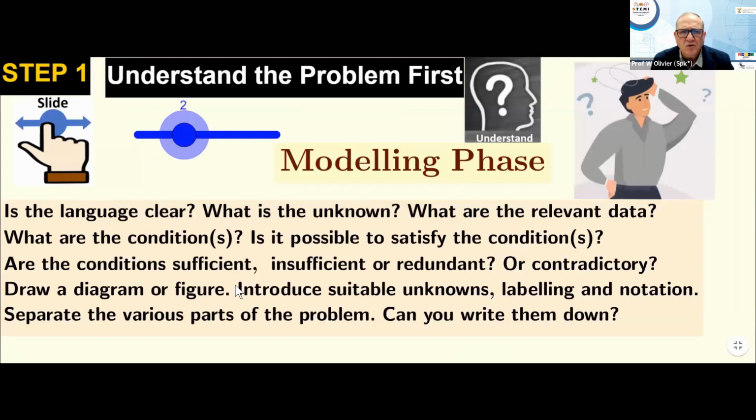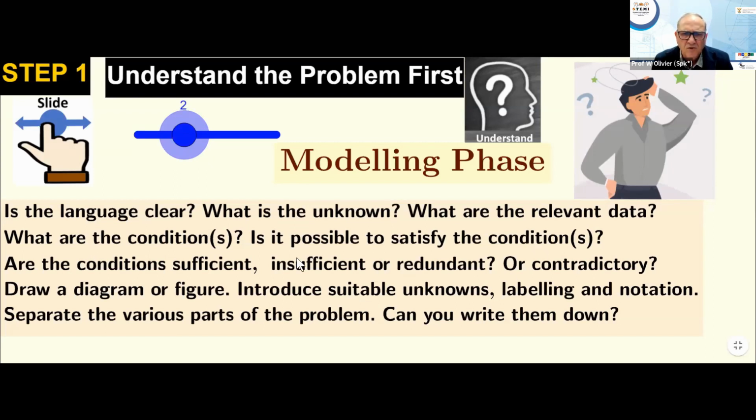And if you can go with me, first of all, we must understand the problem. So critical in general. And this phase is called the modeling phase. And there are many more questions that we have to think about in terms of understanding the problem first. First of all, language seems to be in some cases a big problem. What are the unknowns, the relevant data?